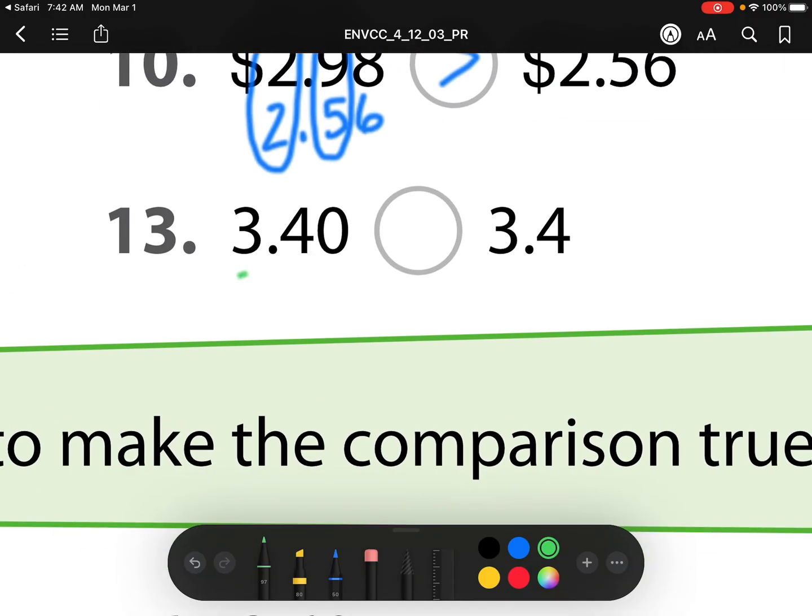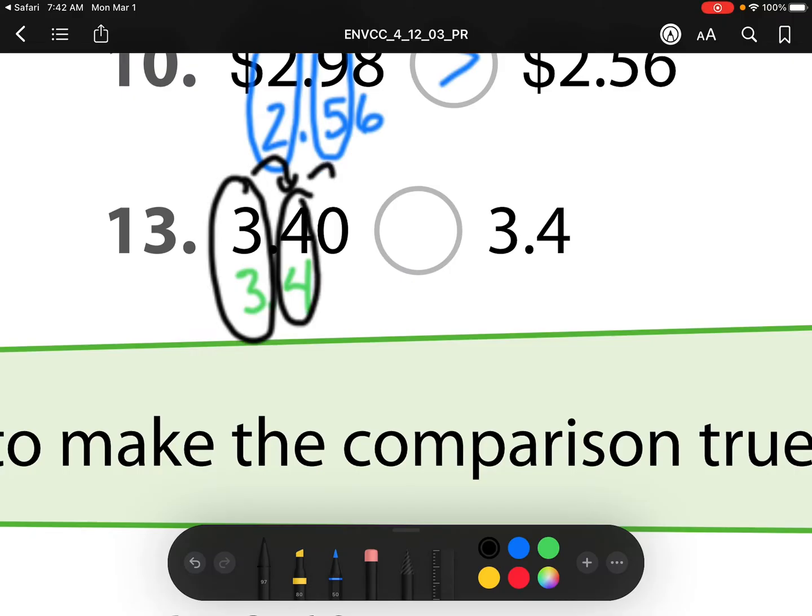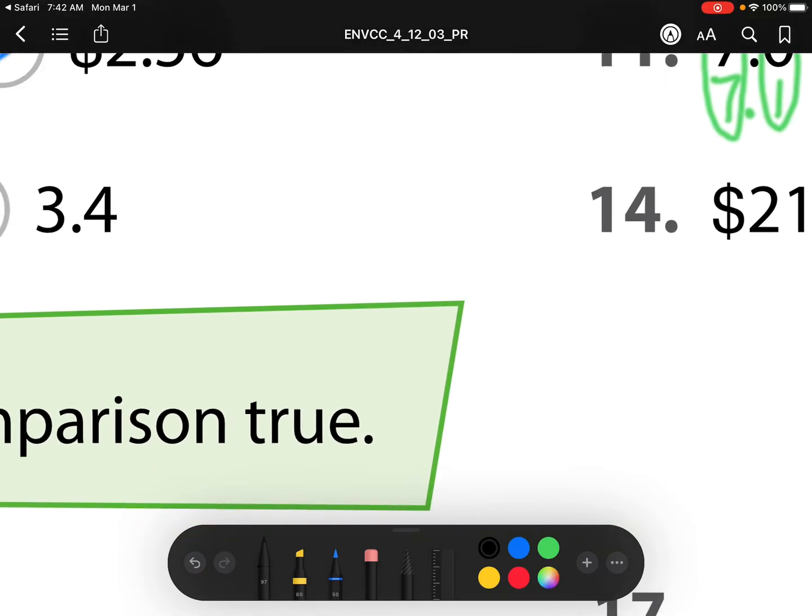Next one, again, always line up those decimals and then start on the left because that's your largest place value. They're the same, so we go to the next place value. They're the same, so we go to the next place value. It's missing that number in the hundredths place value somewhere. We always add a 0, and then we check. Is 0 bigger than 0? It's not. They're the same. So 3 40/100ths is the same as 3 4/10ths.